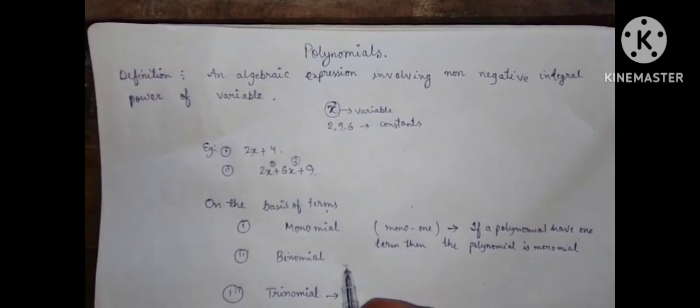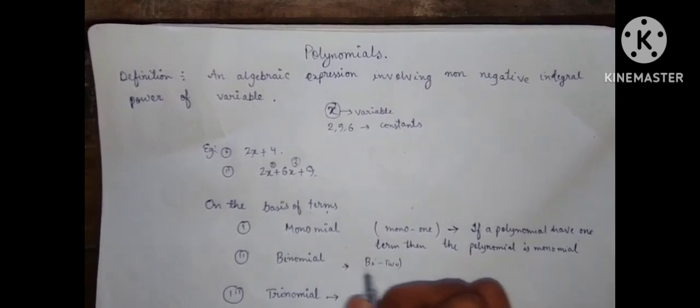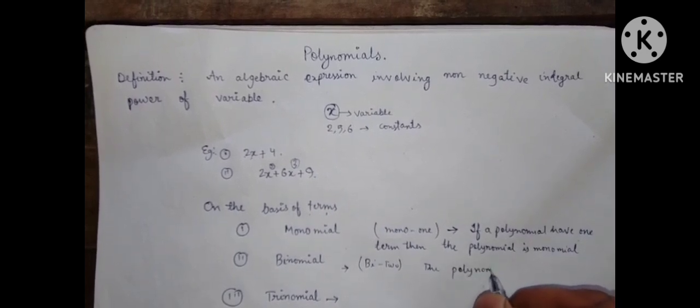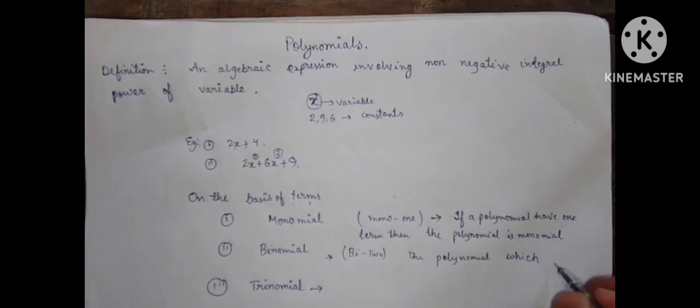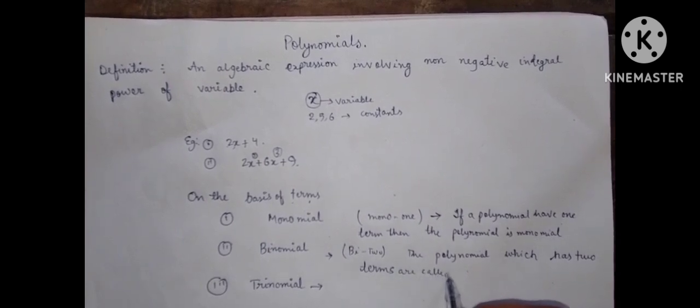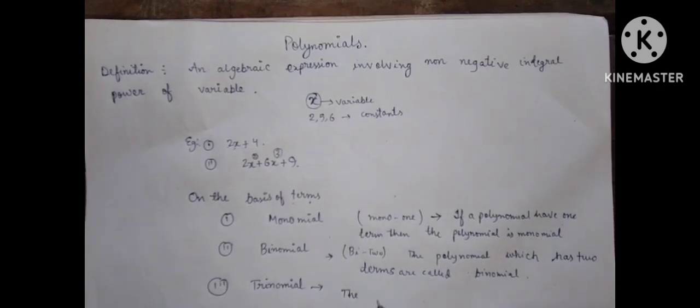Now if there are two, bi means 2. Okay, bi means 2. Now the polynomial which has two terms is binomial. Now trinomial means the polynomial which have three terms.